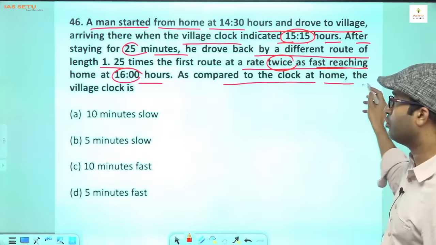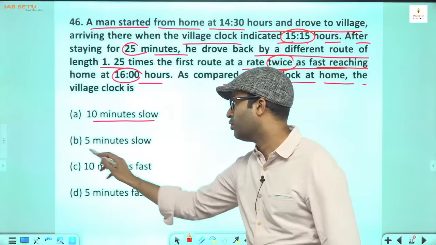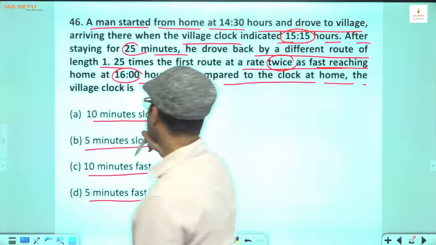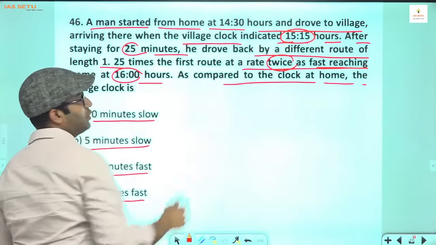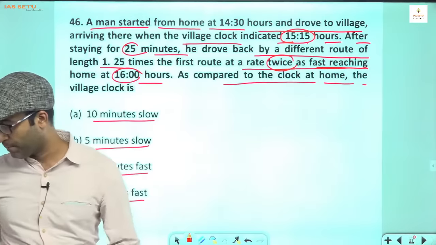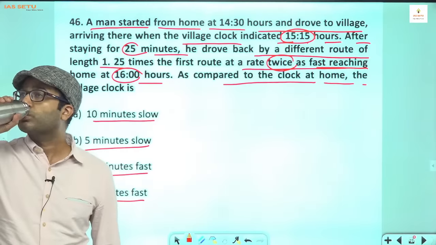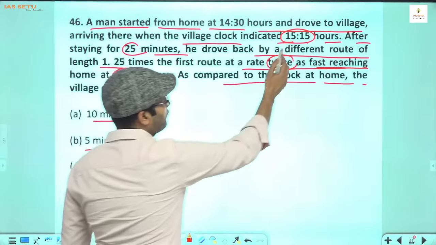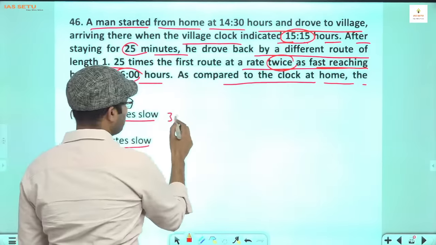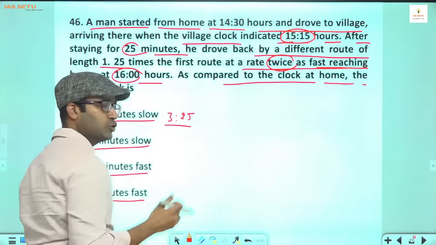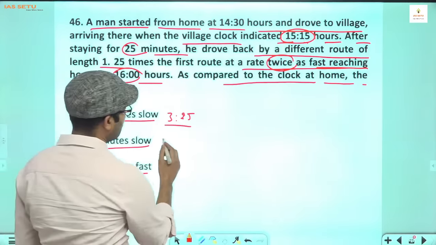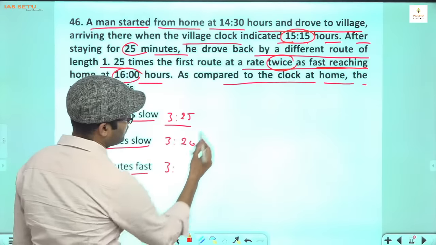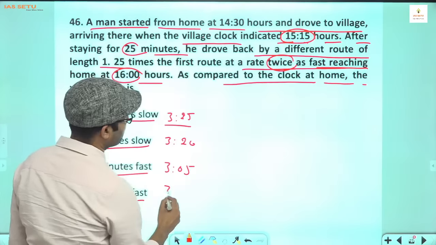As compared to the clock at home, the village clock is 15 minutes slow, 5 minutes slow, 10 minutes fast, 5 minutes fast. If it is 10 minutes slow, okay, if it is 10 minutes slow, so it means it is showing 15:15, but the exact time has to be 3 hours 25 minutes. It is slow. Here 5 minutes slow, so 3:20, 10 minutes fast, 3:05, here 3:10.